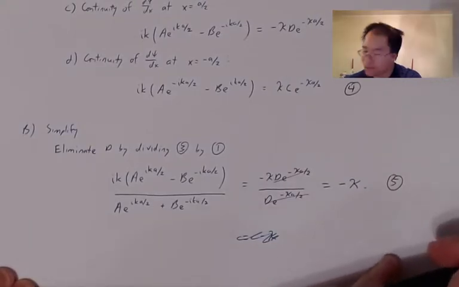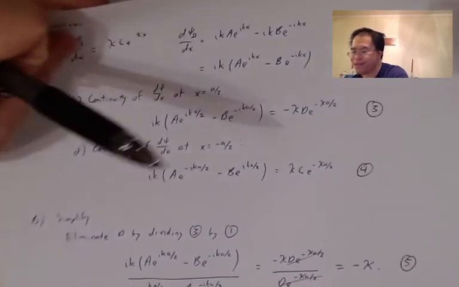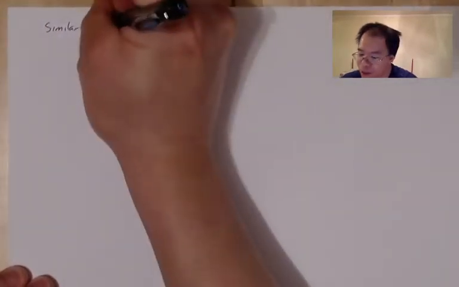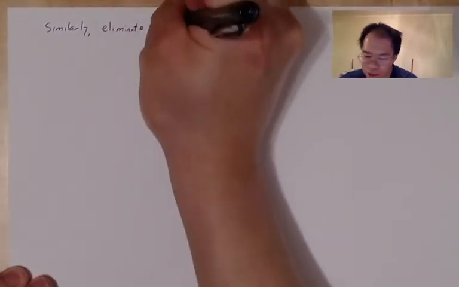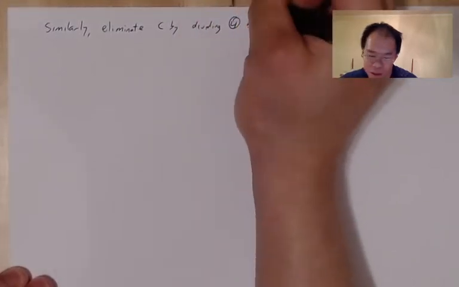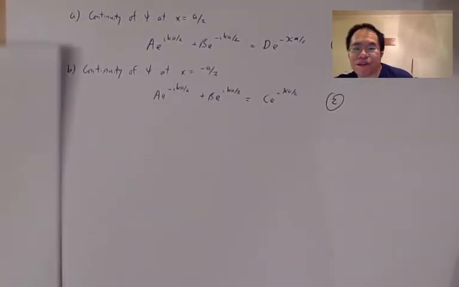Okay, so similarly, and I'm going to need a new page. So similarly, eliminate C by dividing equation 4 by equation 2. And again, I think I'll have to just ask you to believe me, I can't get all of this on here at once.